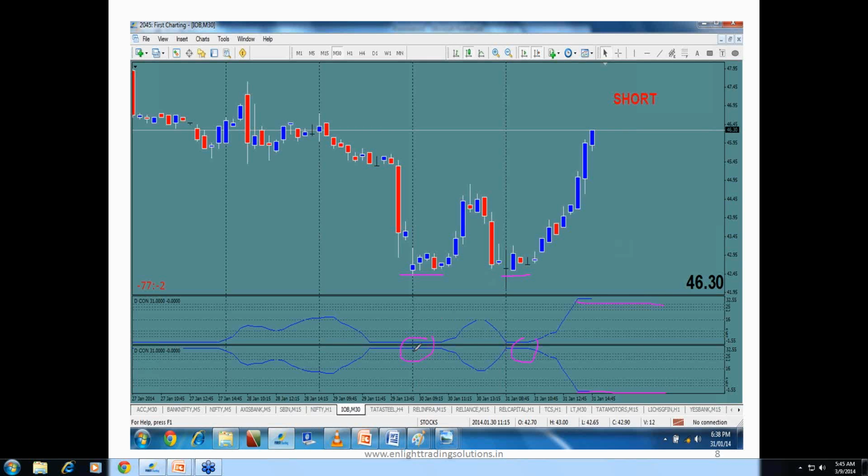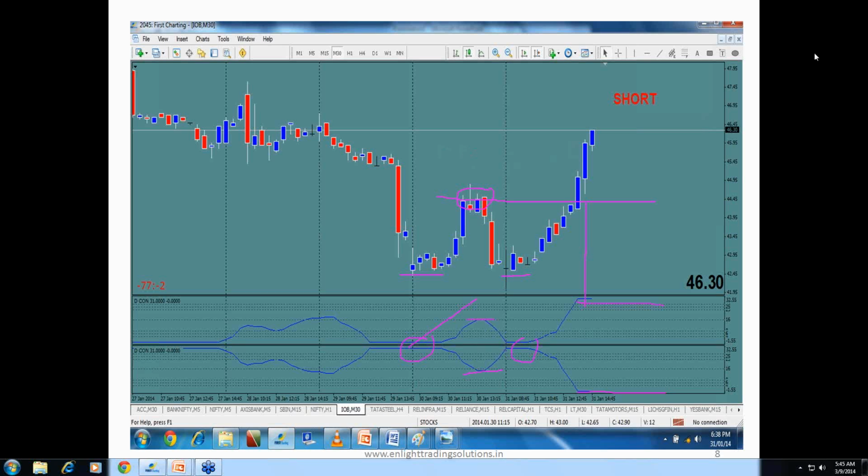If you buy here, you should not think of closing your trade here because it has not reached your extreme area. This high will be broken later. When this convergence reaches this extreme area, this high will be broken. That's what happened. You can see when this convergence reached its extreme, the high got broken. That is what dynamic convergence is all about.